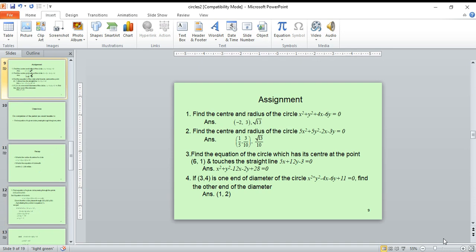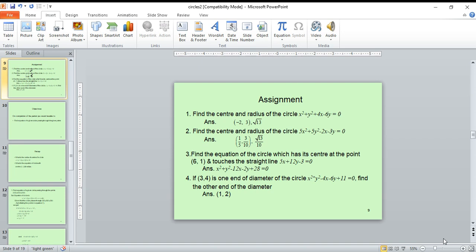Assignment. Find the center and radius of the circle x square plus y square plus 4x minus 6y equal to 0. Compare this equation with the general equation of the circle, x square plus y square plus 2gx plus 2fy plus c equal to 0. Here c equals 0. x square equals x square, y square equals y square. So 2gx equals 4x. Therefore 2g equals 4, and g equals 4 by 2, which is 2.